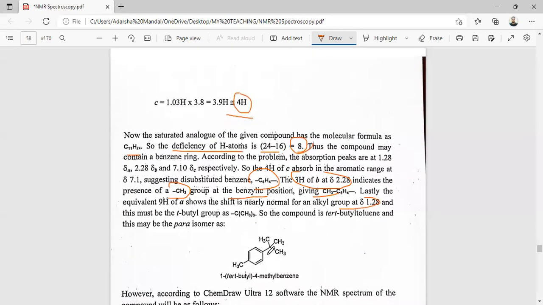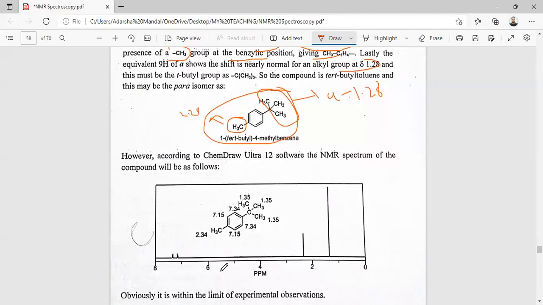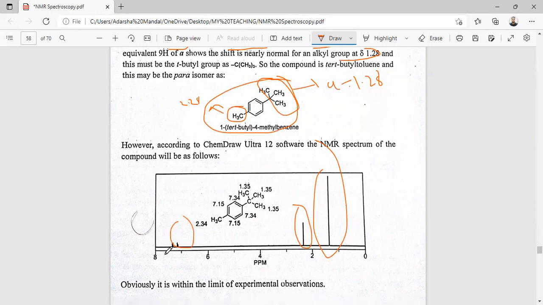So the compound is tert-butyl toluene. So here the 9 protons of A will come at 1.28, the CH3 with 3 protons comes at 2.28, and the total 4 aromatic protons will come at 7.10. So this is the NMR spectrum: this is for 9 protons, this is for 3 protons, this is for 4 protons.